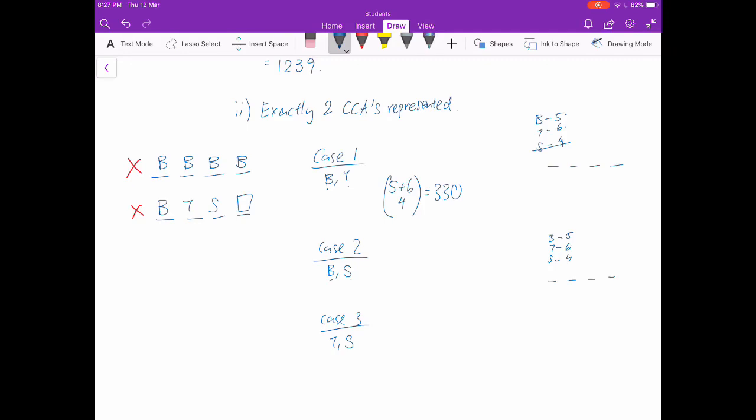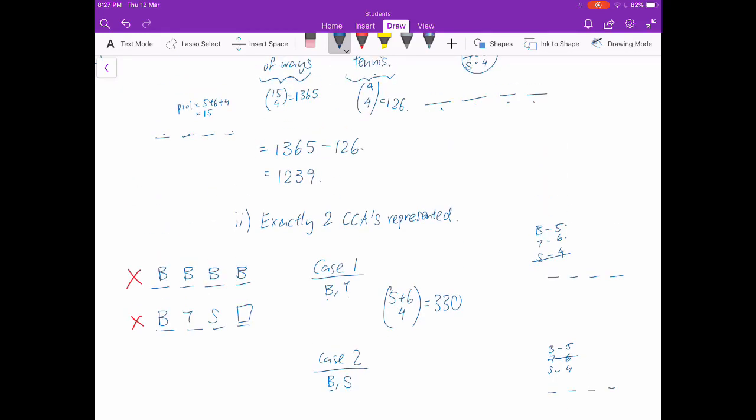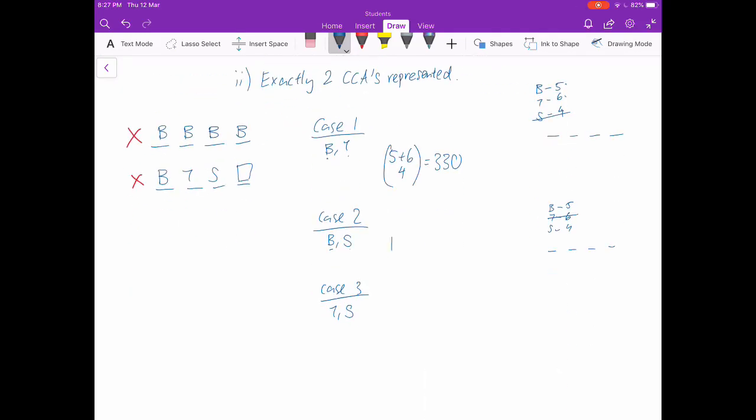Okay, we want B and S, strike out the T. We have happened to calculate that before. 126. T and S only, strike out the B. We have 6 plus 4, choose 4. Compute that, 210.